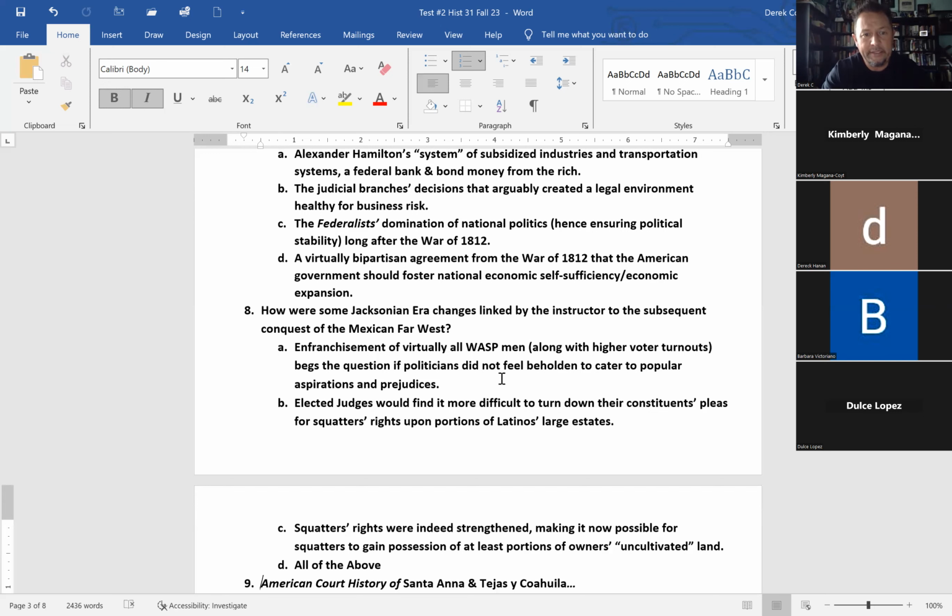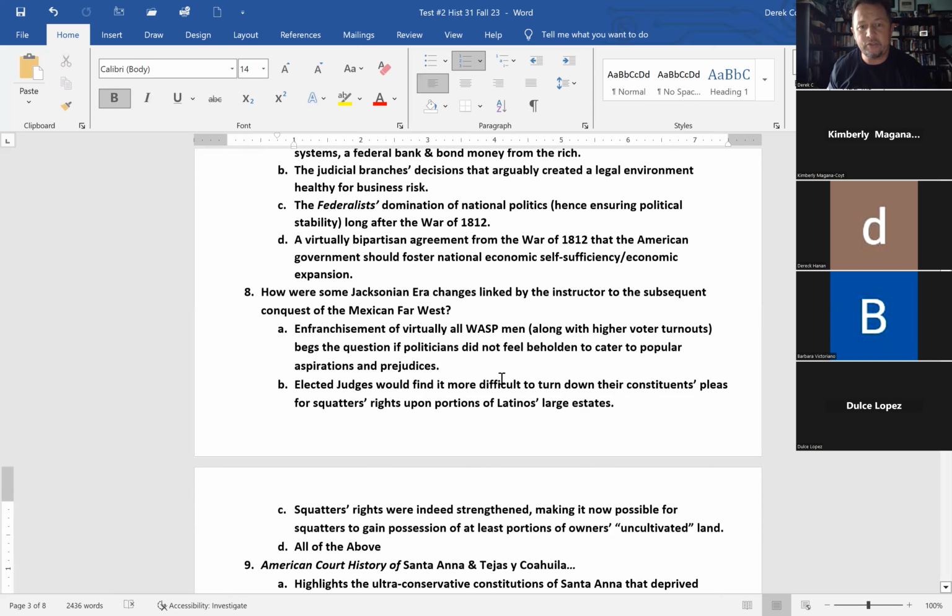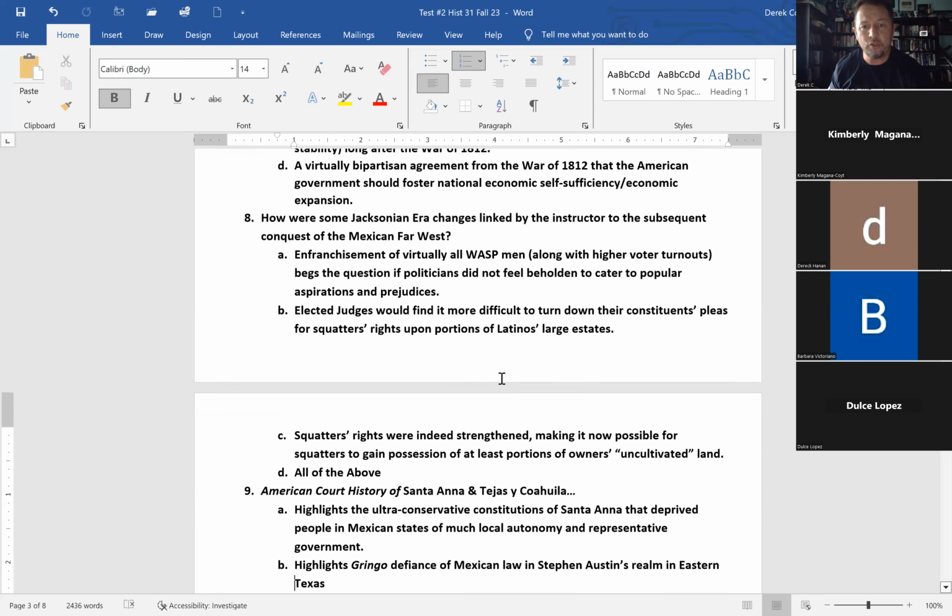Number 2, B, elected judges would find it more difficult to turn down their constituents' pleas for squatters' rights when they trespassed upon Latinos' large estates. That is also equally true. Many local judge positions became elected. And that was the reason why the founding fathers didn't want judges to be elected, was that sometimes the right decision is not the popular decision, right? And that as long as they're serving for life, they don't have to make popular decisions. They can make the wise decisions and not worry about what the majority of people are trying to pressure them to do. Because sometimes the majority can be wrong, right?